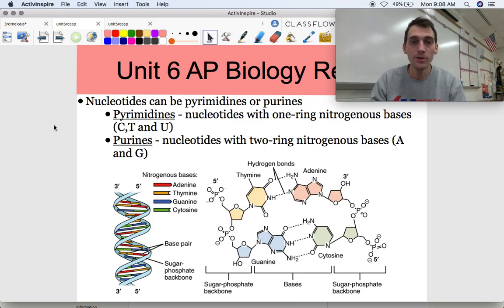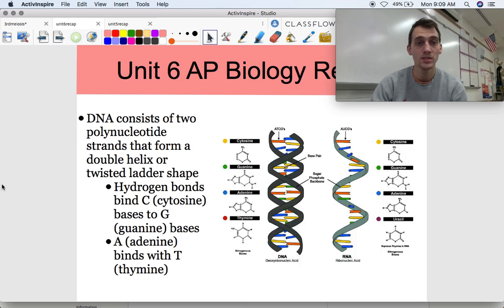But anyway, nucleotides can be categorized into 2 groups. They can be pyrimidines or they can be purines. Pyrimidines are nucleotides with 1 ring of a nitrogenous base. So here's a pyrimidine. Cytosine is one, thymine is another one, and uracil in RNA is a pyrimidine. And purines are nucleotides with 2-ring nitrogenous bases, like adenine and guanine here. You can see 2 rings in their nucleotide base. All right, so those are pyrimidines and purines. Remember the difference between those 2.